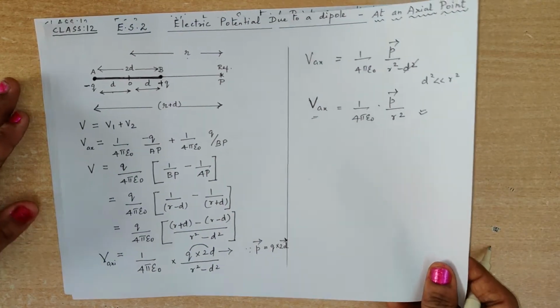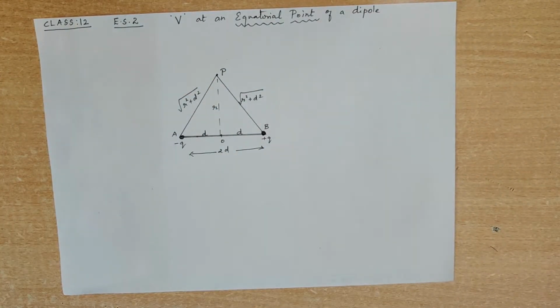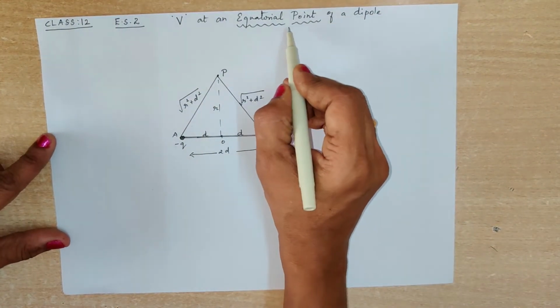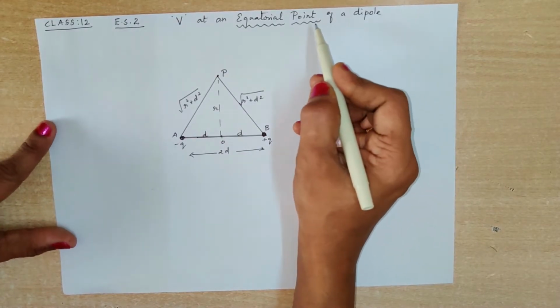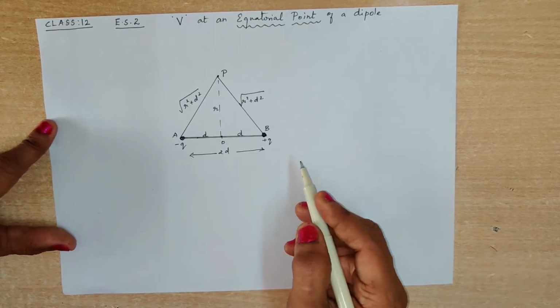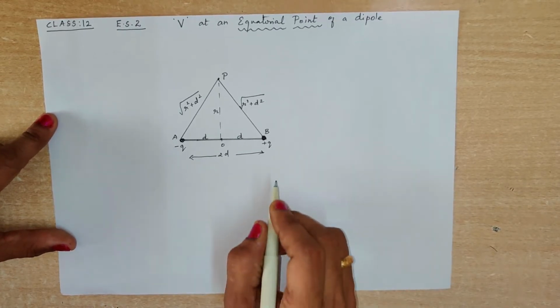We also proceed to the second case. What is the second case here? At an equatorial point of a dipole. This is the second case. There is one more, at any point on the equatorial, that is the third case, which we will discuss in the next video.